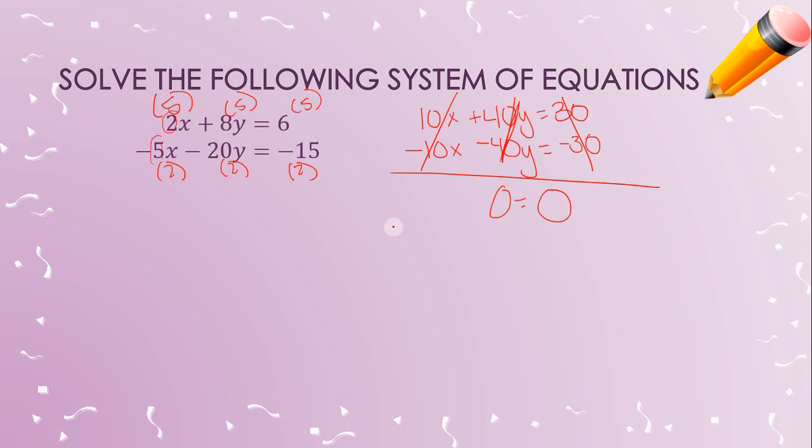That's true. So when you get something like this, 0 equals 0, we get to use the other way: infinitely many solutions. So you get to use 0 equals 0. Whenever you see that, you're going to say infinitely many solutions.